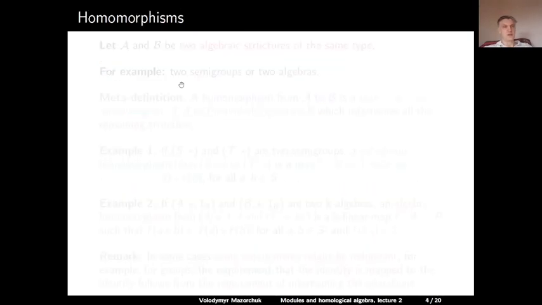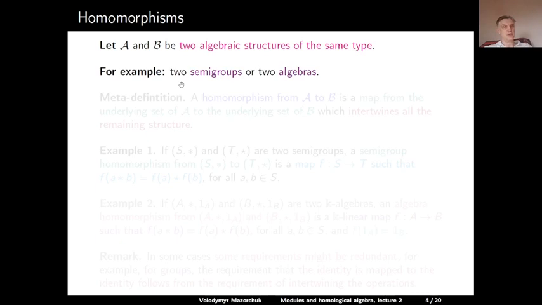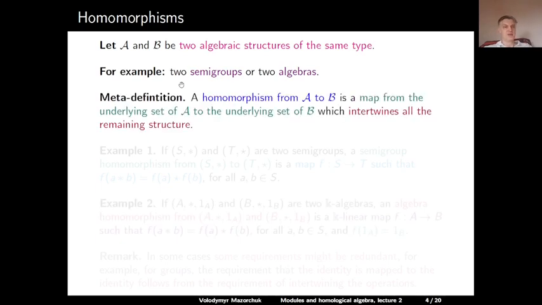Now let us talk about homomorphisms. Let A and B be two algebraic structures of the same type. For example, two semigroups or two algebras. A meta definition. A homomorphism from A to B is a map from the underlying set of A to the underlying set of B, which intertwines all the additional structure which we have on A and B.